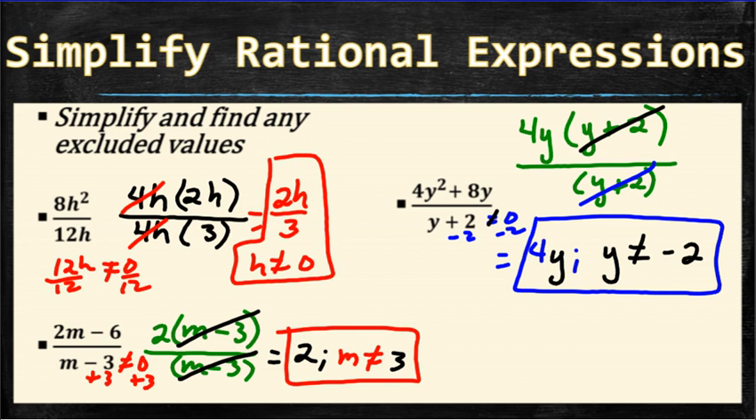So for these types of problems, we're just using what we've already done before, finding excluded values and then simplifying expressions by factoring.